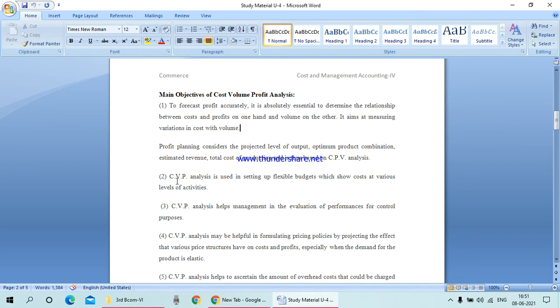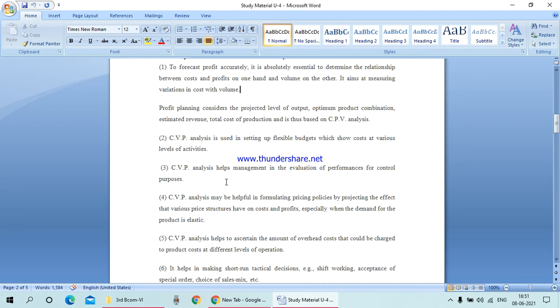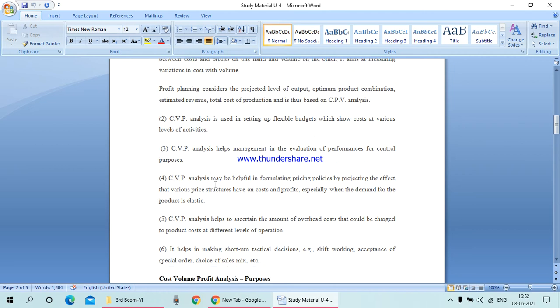Second, cost volume profit analysis is used in setting flexible budgets which show costs at various levels of activity. See, to prepare the flexible budget. Third, it helps the management in evaluation of performance for control purposes. Fourth, it is helpful in formulating pricing policies by projecting the effect that various price structures have on cost and profits, especially when the demand for the product is elastic.